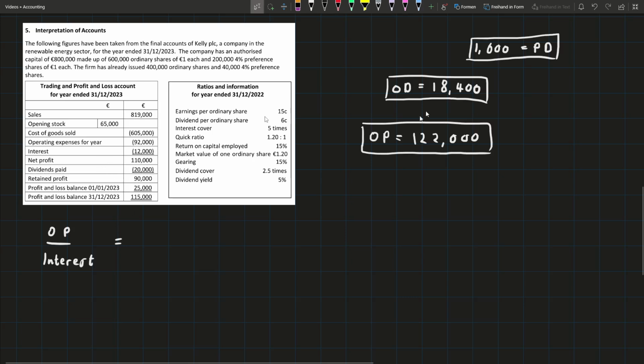So our operating profit is 122,000 over interest of 12,000. Put into the calculator, and always give 2 decimal places, it's 10.16, and that goes times, because how many times does it fit in? Technically, whenever you do division and the units are the same, the answer is in times, and since it's euros over euros, it's just times. For example, how many times does 5 go into 20? It goes in 4 times because they're the same unit.